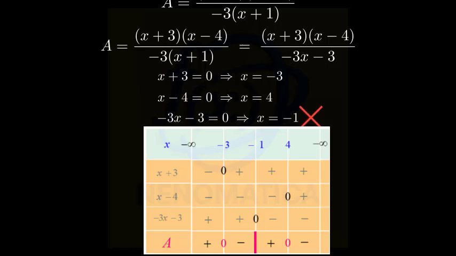Summary. The domain is all real numbers except x equals negative 1. The expression A is greater than 0 on the intervals open negative infinity to negative 3 and open negative 1 to 4. The expression A is less than 0 on the intervals open negative 3 to negative 1 and 4 to infinity. A equals 0 at x equals negative 3 and x equals 4.